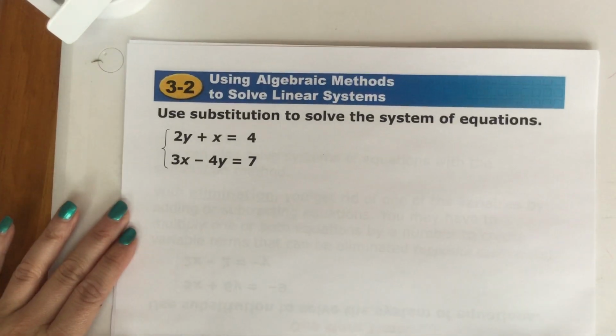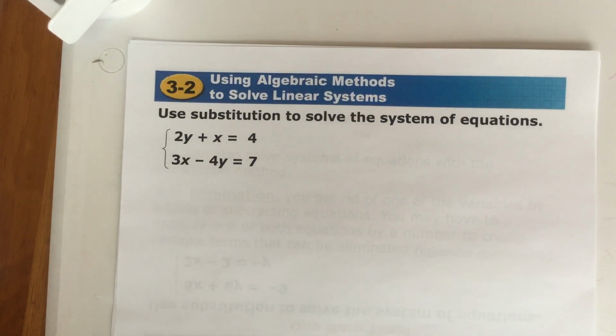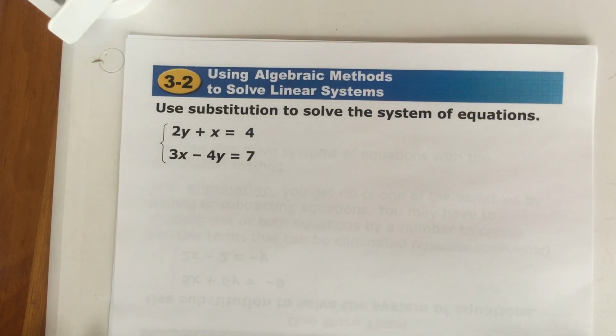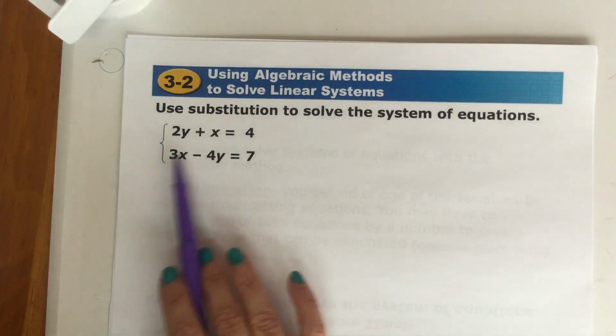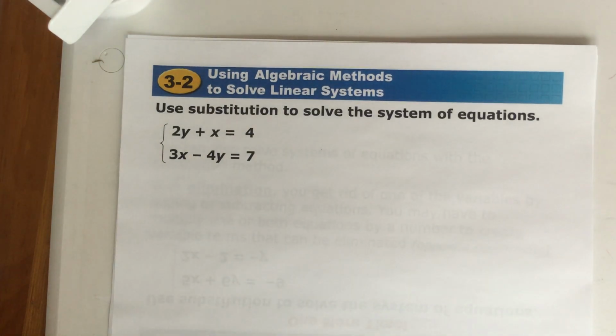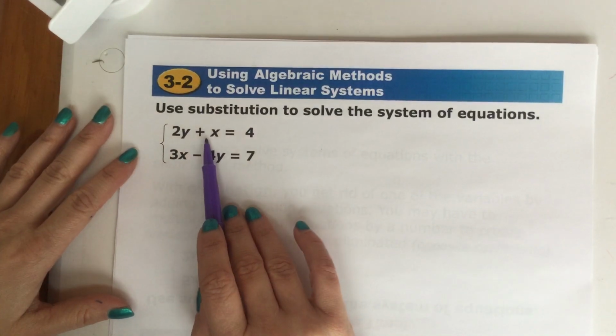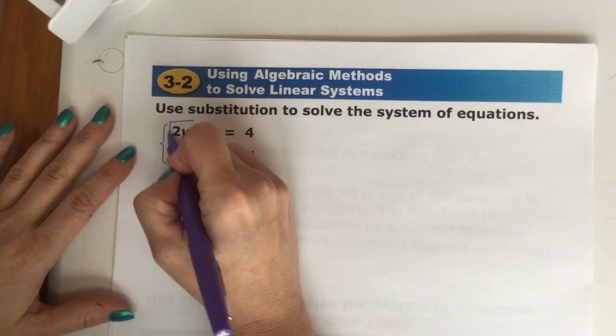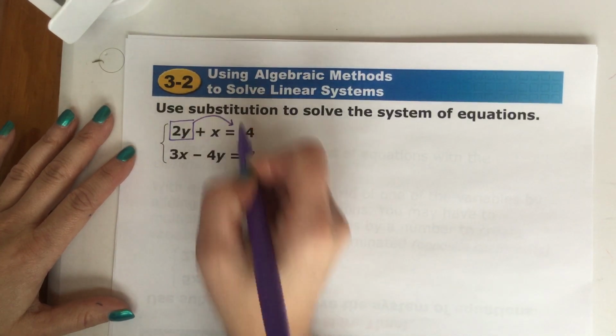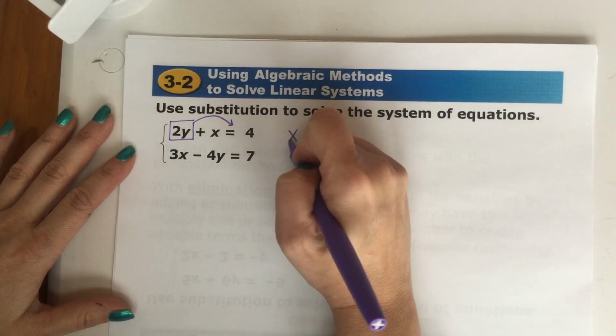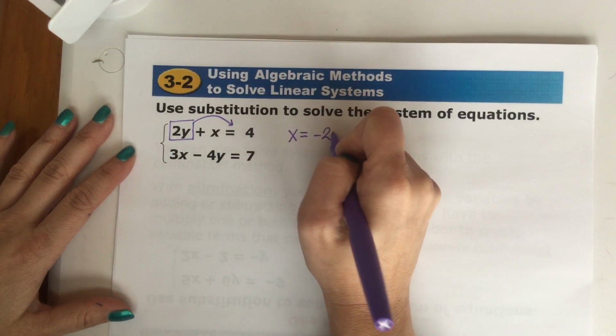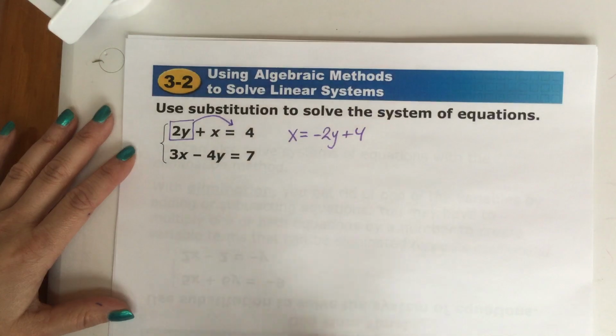Okay, another one. Now this time, if you're using substitution, remember the rule states that you have to have one letter all by itself. If I look at how this is set up, that is not the case at all. So we need to isolate one variable. The easiest one to isolate here would be the x, because there's not a number in front of it. I can easily go ahead and minus 2y to the side. So I would have x equals negative 2y plus 4.